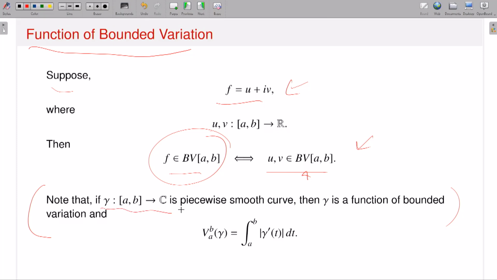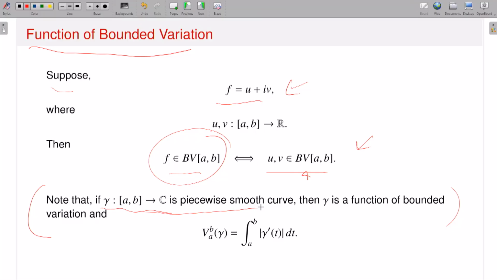It says that if gamma is a piecewise smooth curve, which I already talked about, that means it is a contour, right? In fact, it is not smooth fully, but I can break my curve into finitely many pieces, and each piece is smooth. So if gamma is a piecewise smooth curve, then gamma is a function of bounded variation. One can prove that. Not only that, the total variation is nothing but the integral from a to b of the absolute value of gamma prime t dt. These are real integrations, na? So this is a real valued function, and I am talking about the Riemann integration.